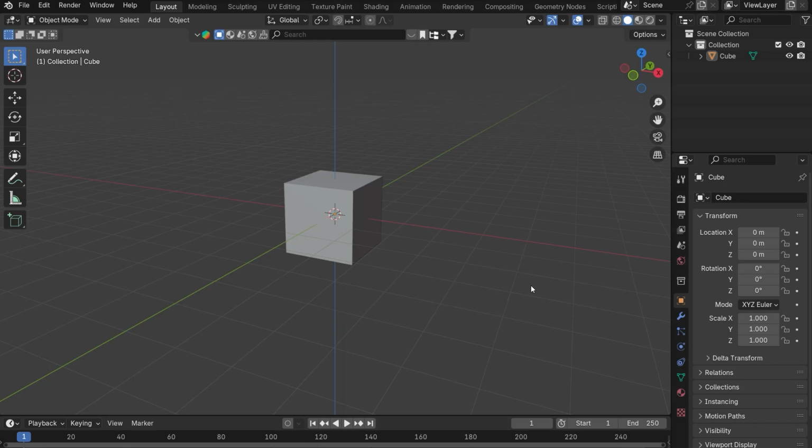Let's go over the essential terms needed for 3D modeling. Many of these terms will appear repeatedly throughout the tutorial, so try to keep them in mind as we proceed.